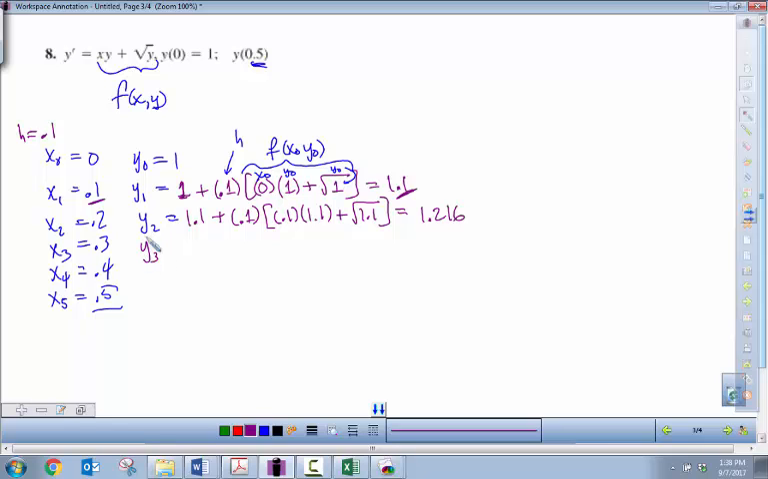And then we can go on with y3, y4, and by the time we get to y5, we would get our x is equal to 0.5 at that point. So this is going to be our solution.